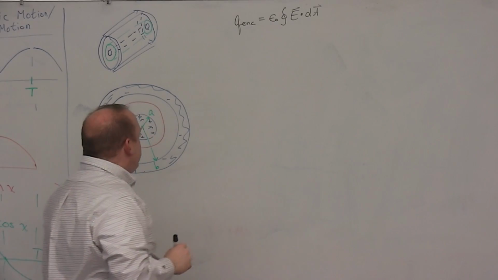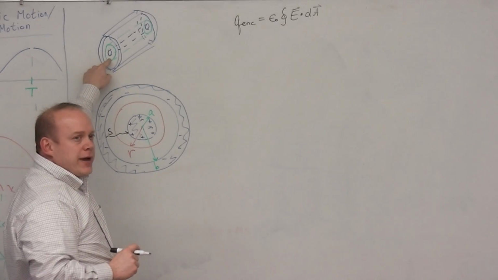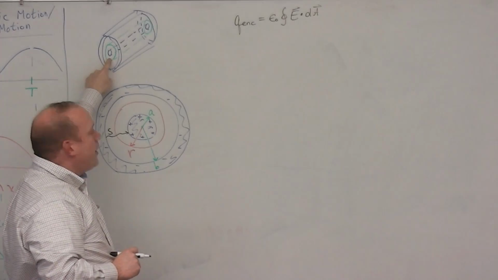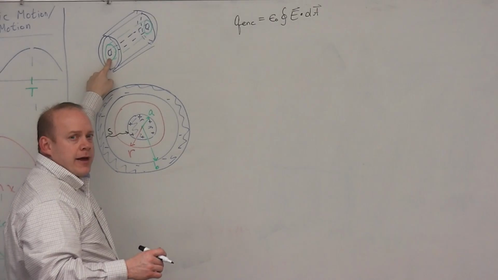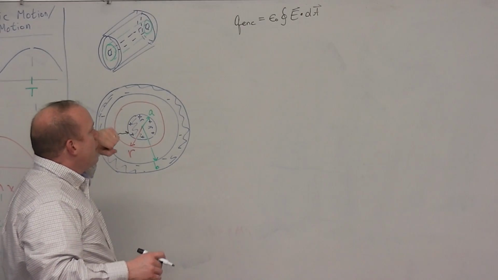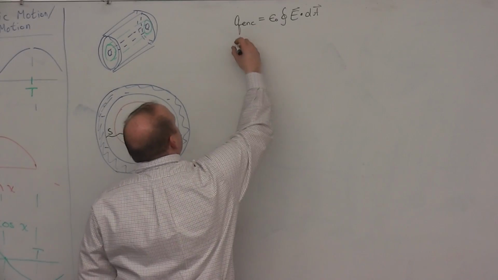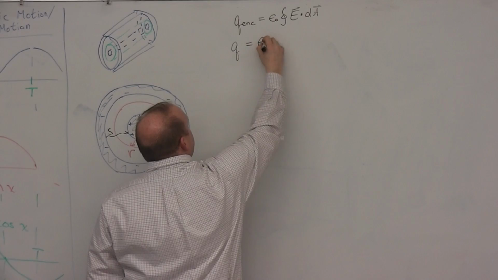Okay. Now, again, I don't care about the end caps. The end caps are going to have very little flux. It's not zero, but it's not going to have much. Okay? The electric field is going to be much smaller on these ends. So really, I'm only concerned with Q enclosed, which is just Q, equals epsilon naught.